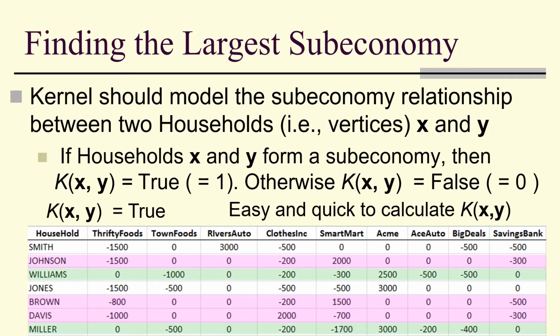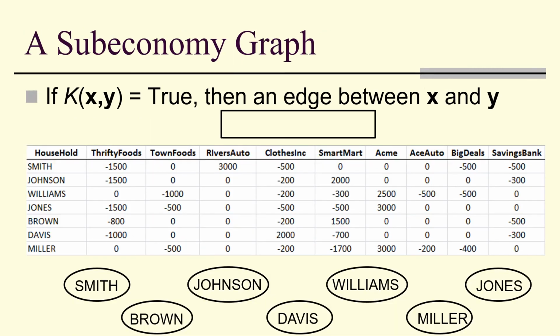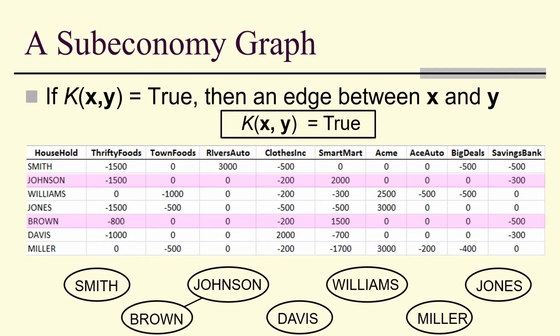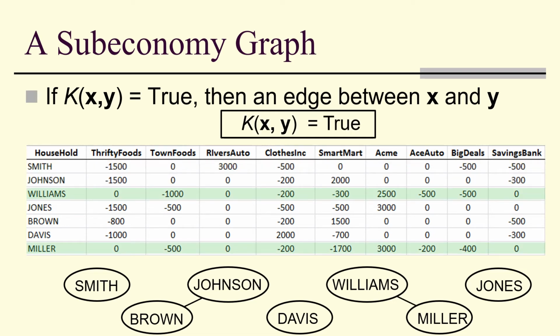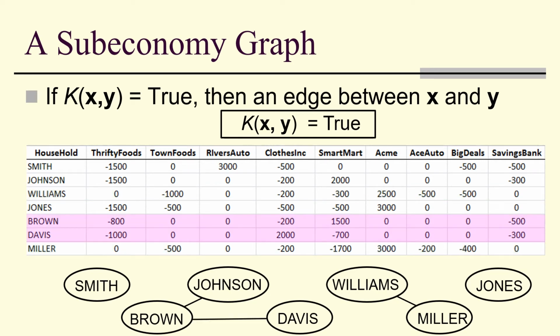So now we have the ability to find pairs that form subeconomies. If KXY is true, then there's an edge between X and Y. So Johnson and Brown, true, so there's an edge between Johnson and Brown. Smith and Johnson, false, no edge between Smith and Johnson. Williams and Miller, true, therefore an edge between Williams and Miller. Brown and Davis, true, you have an edge. Johnson and Davis, true, you have an edge.